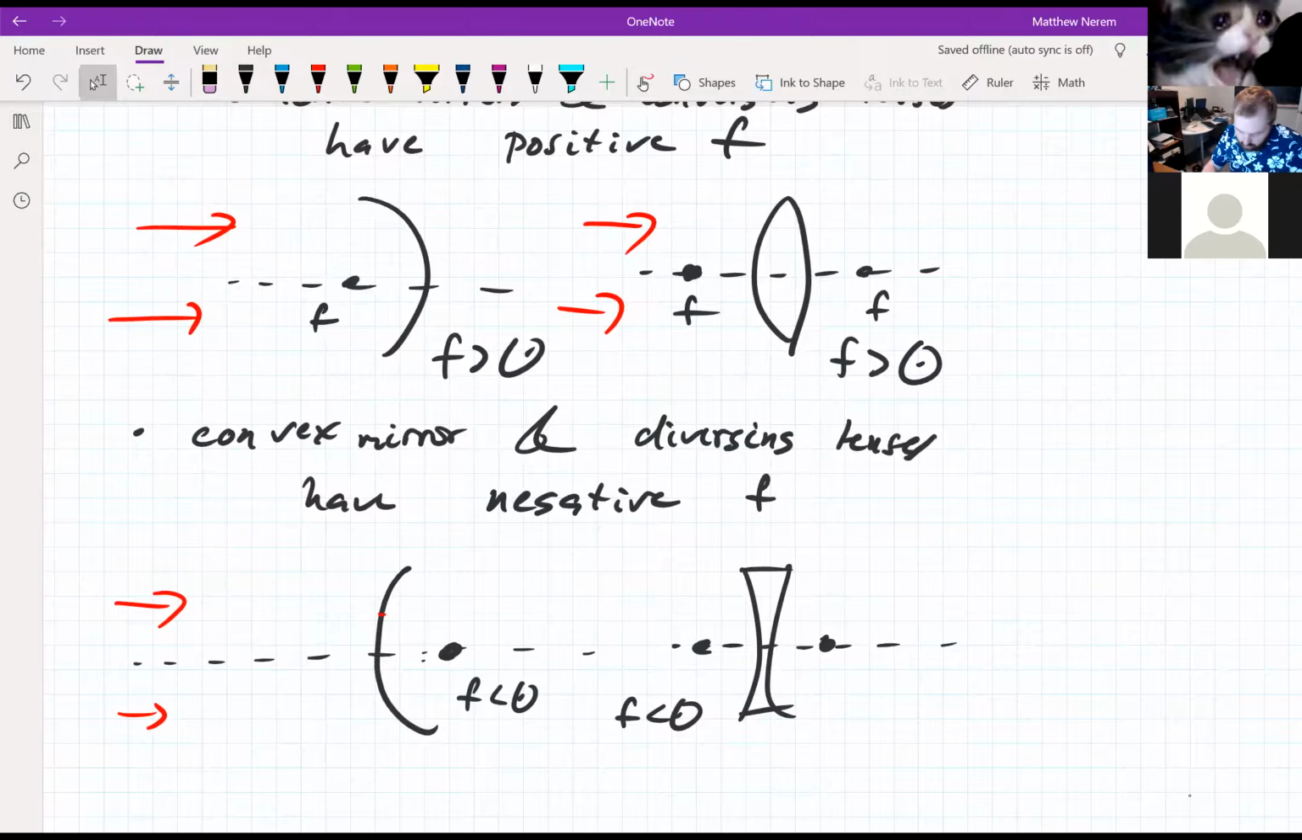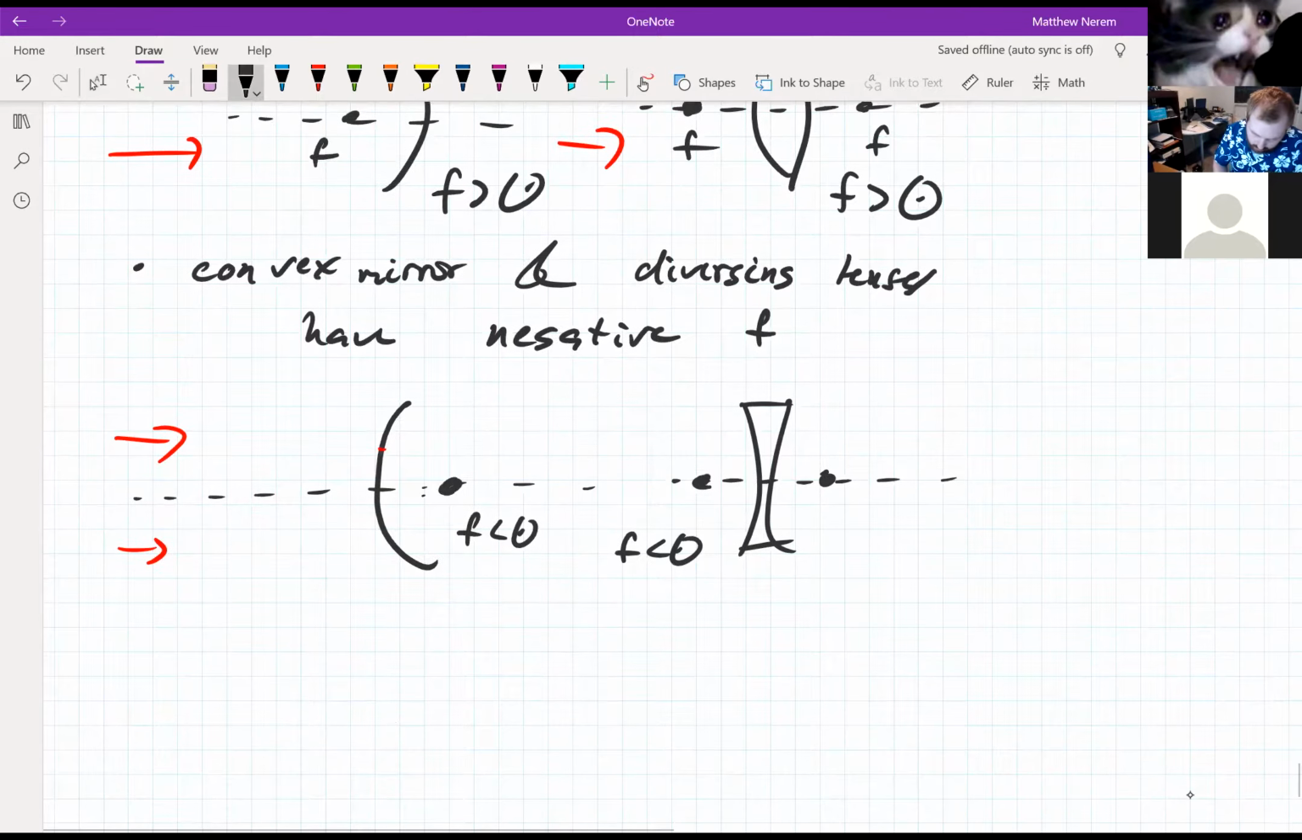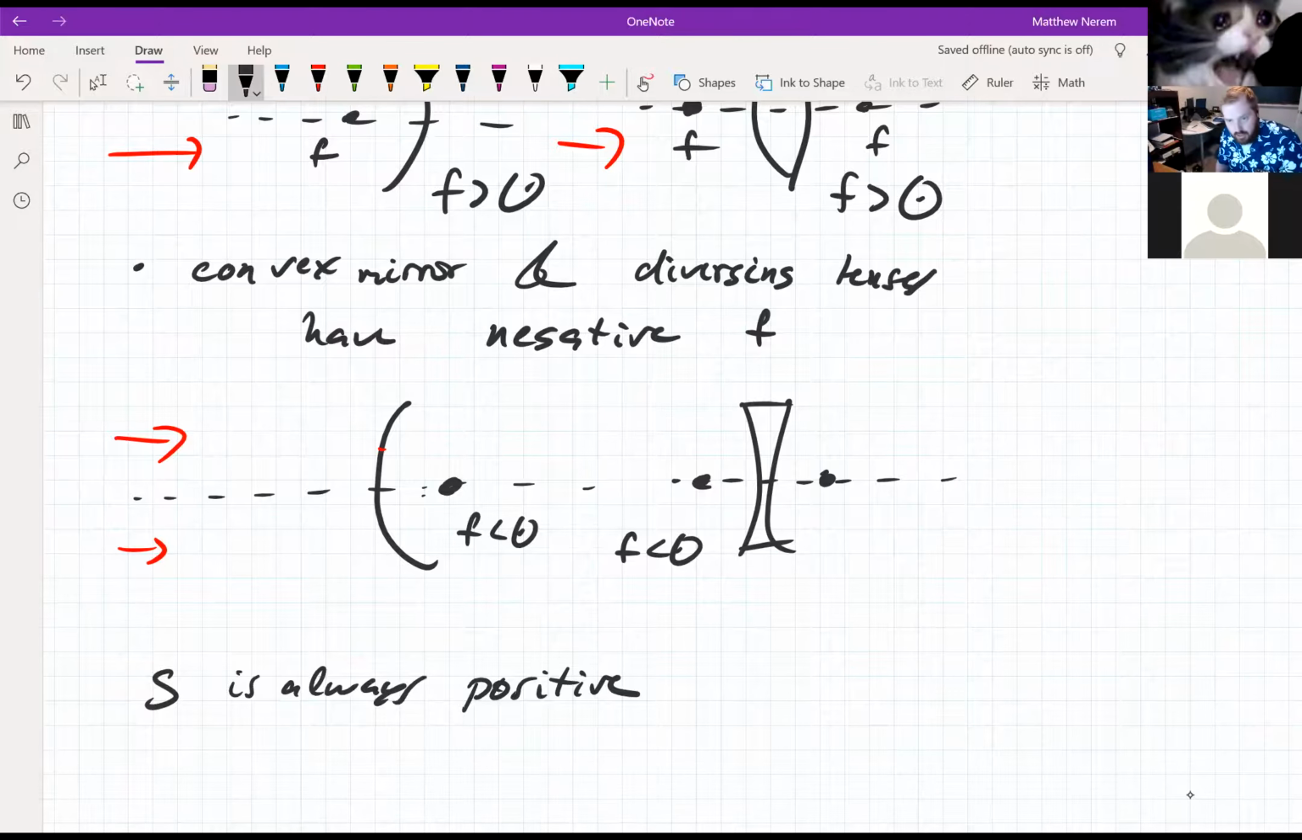Right. So now the question is, generate some images. When is S prime positive or negative? So, S: you have some real object at some physical distance away. S is basically defining what the positive ray traveling direction is.